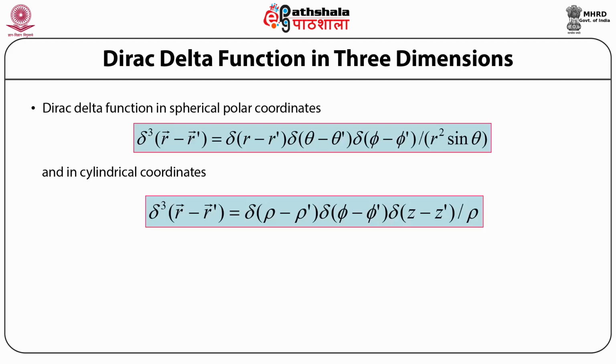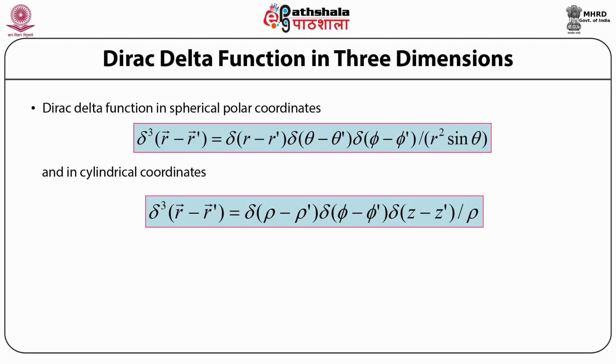Here again we can understand the Dirac-delta function for r equal to r prime goes to infinity and for all other values of r is 0. Similarly, the Dirac-delta function for theta equal to theta prime goes to infinity and for all other values of theta is 0, while the Dirac-delta function for phi equal to phi prime goes to infinity and for all other values of phi is equal to 0.